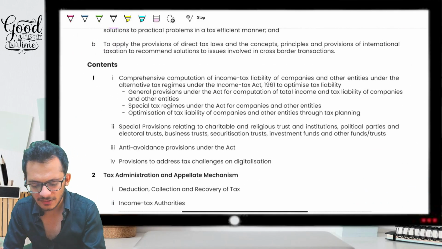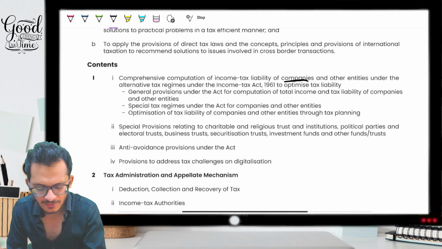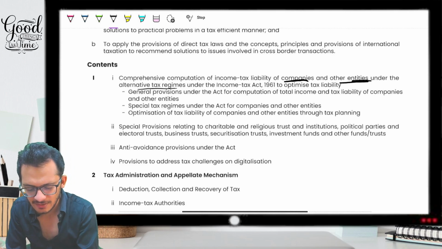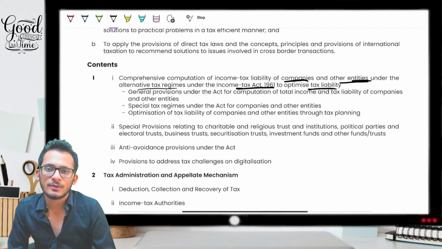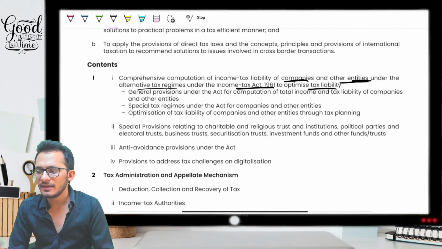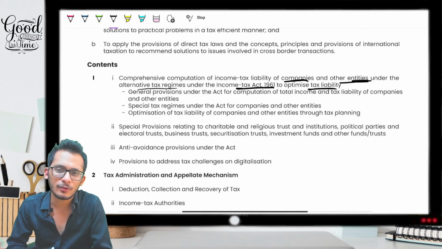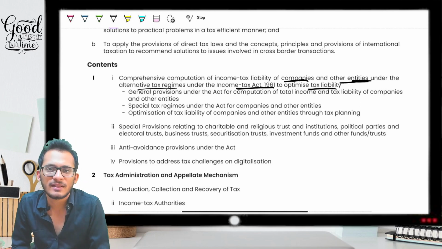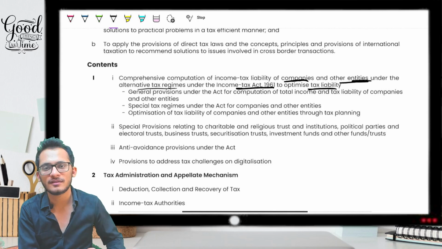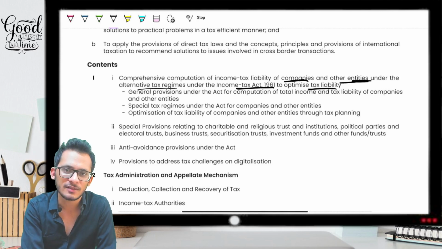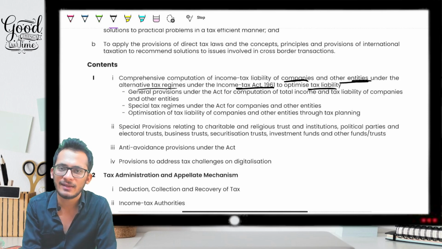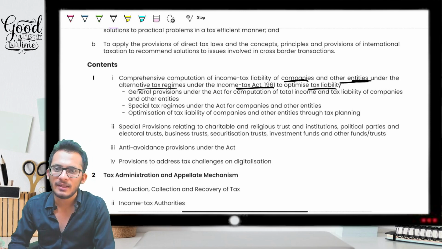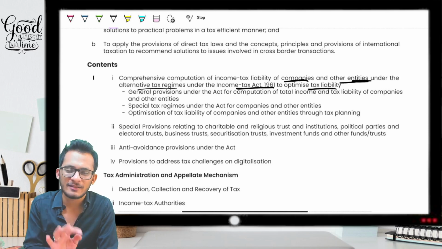The one good thing I'm noticing from the new syllabus is that the start itself says comprehensive computation of income tax liabilities of companies and other entities under the alternative tax regime under the Income Tax Act to optimize tax liability. My assumption right now is that the new final level material will not have the whole Income Tax Act dumped into it like it was earlier. They will focus only on companies and those other kinds of persons other than individuals which are not there in your inter syllabus, and therefore the material could be a little smaller, giving you more clarity that you don't have to read everything when it comes to your final level direct taxes, and you can now only focus on company. While they were silently doing it earlier also, now they are explicitly clarifying it.